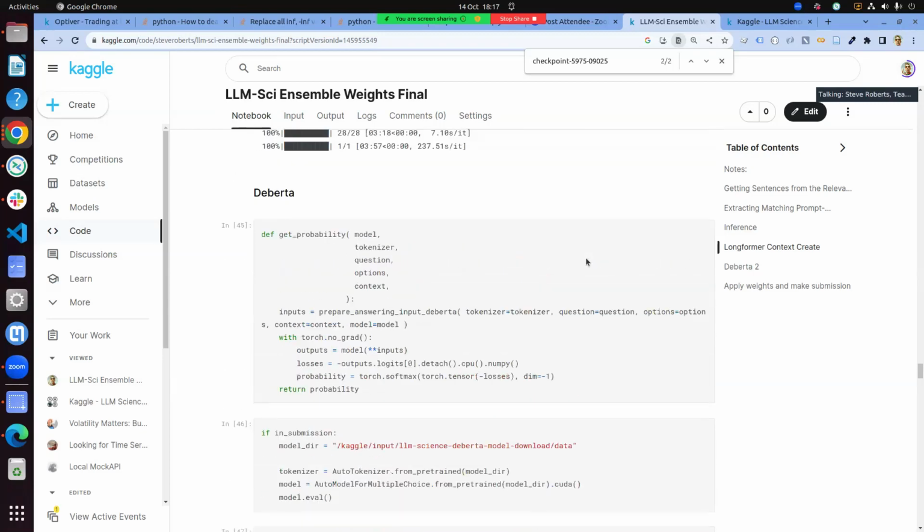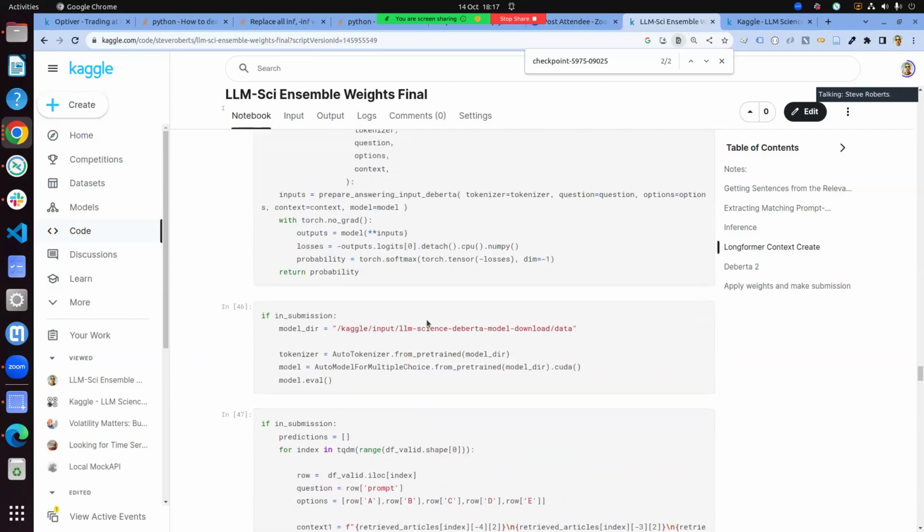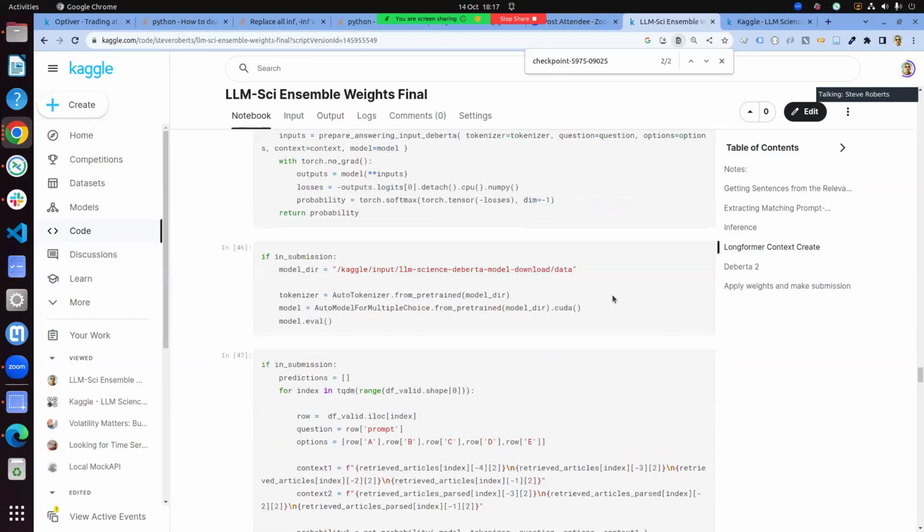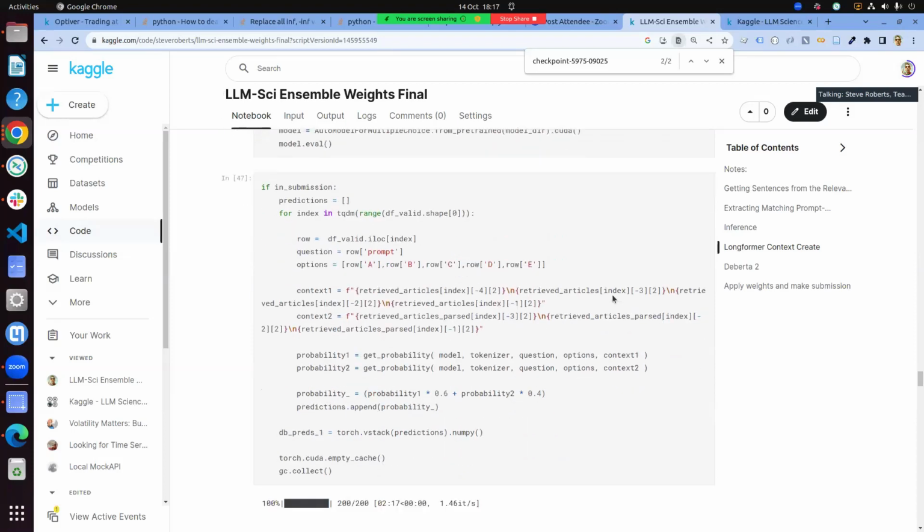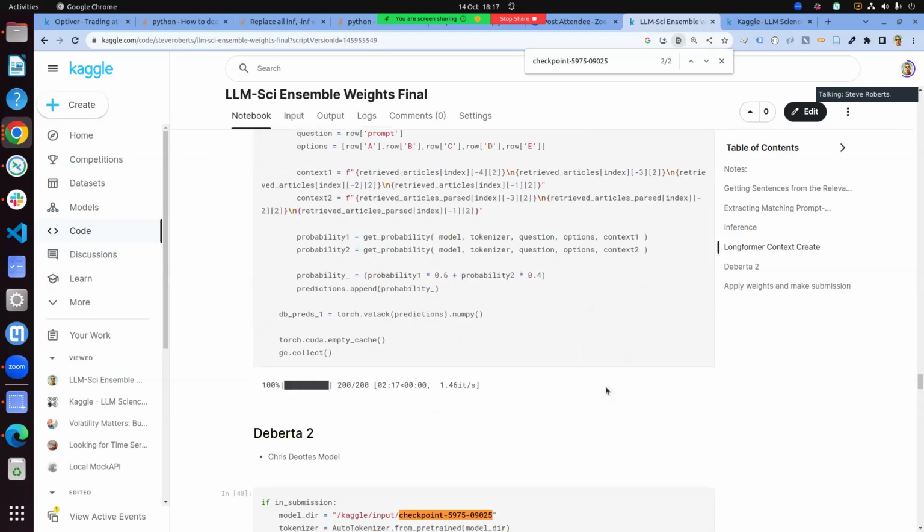So I used that model, and I'd used one I trained myself, and then my notebook was slightly different. In the Longformer one, the guy makes two contexts. He gets his retrieved articles for each thing, and then he mashes them together somehow to get two contexts, and he sticks both of those through the model to get the two probabilities. Normally, when he does it, he just adds the two together and divides by two to get the average of the two.